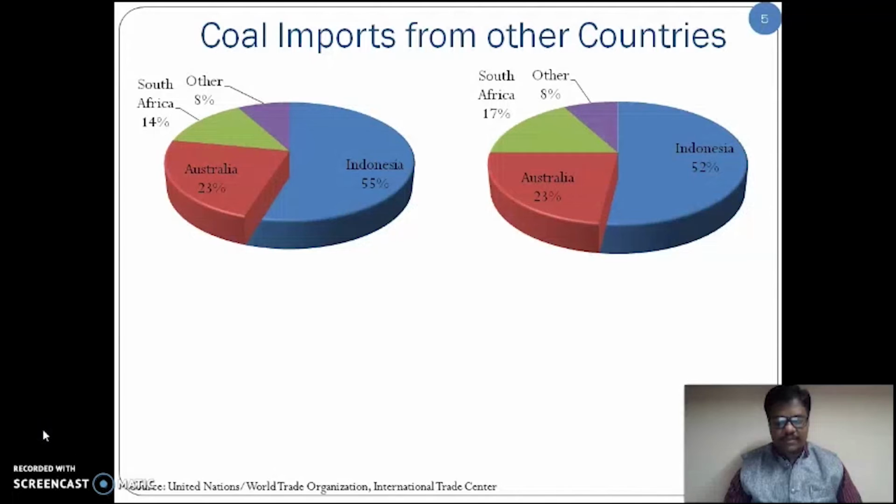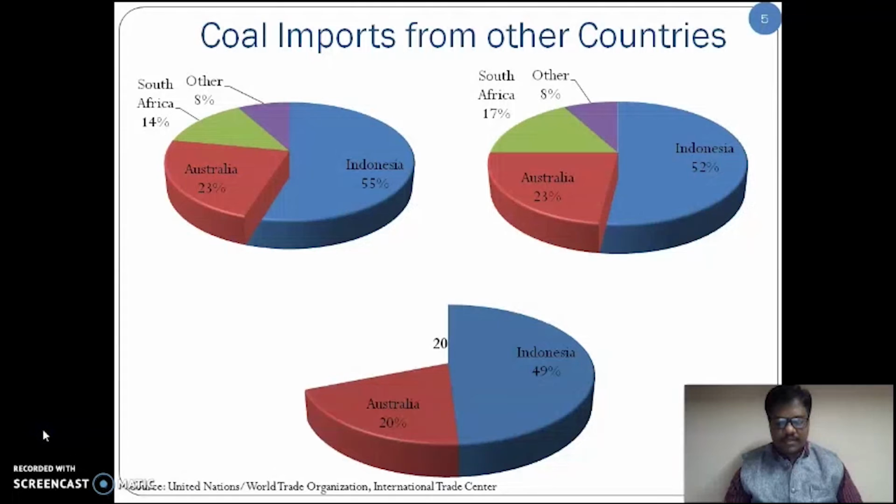Whereas in 2019, India purchased coal from Indonesia 49% out of 100%, from Australia 20%, from South Africa 16%, United States 4%, from Russia 3%, and from other countries 8%.